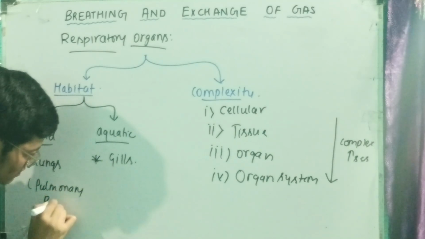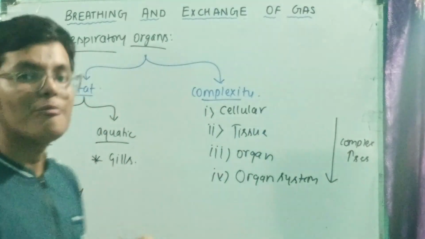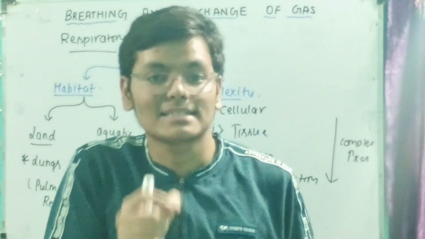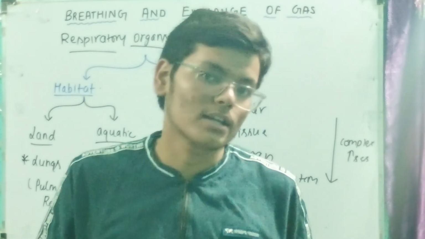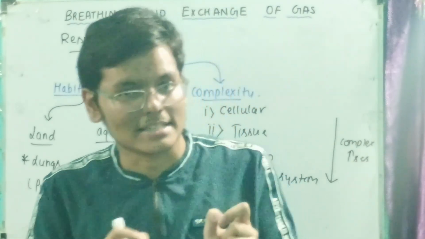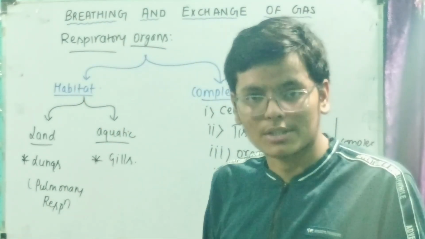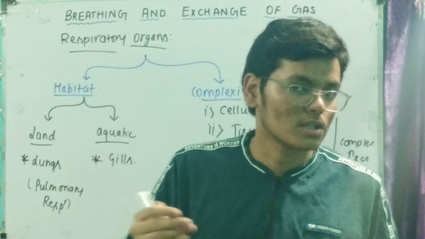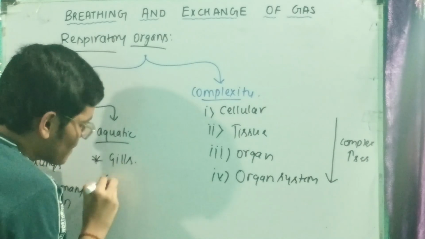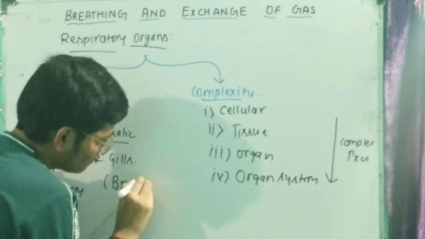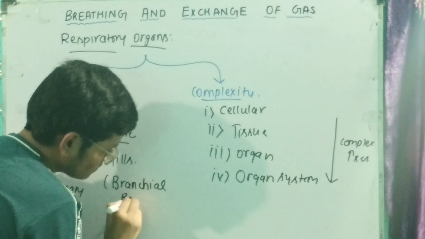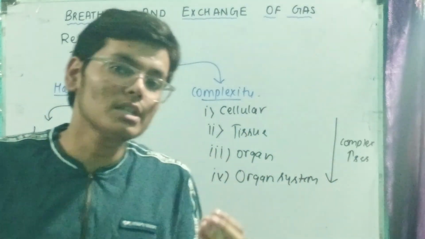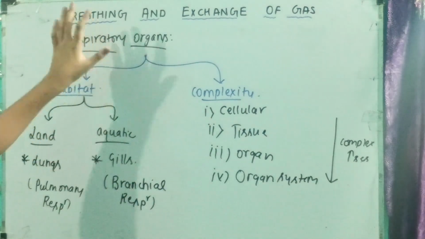Pulmonary respiration. What is the meaning of pulmonary respiration? Pulmonary respiration means using lungs as their primary respiratory organ for performing the breathing and exchange of gases. That is known as pulmonary respiration. What about the respiration type in the animals which are in the water, under the water? They are known as branchial respiration. Branchial respiration means using their gills for respiration.